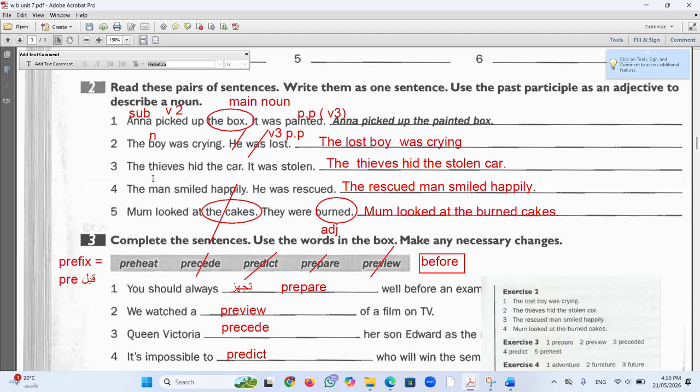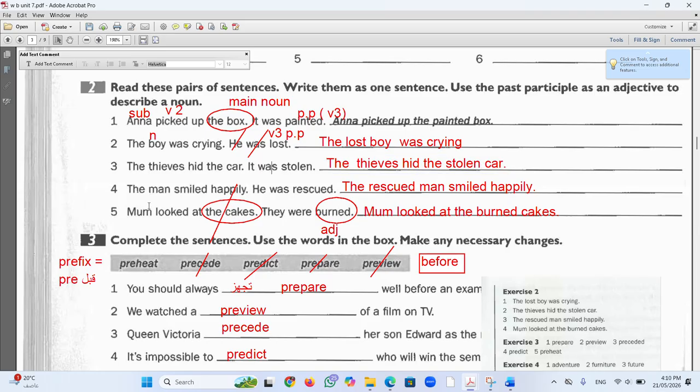In the next example, the thieves had the car. It was stolen. Where is the main noun here? The main noun here is the thieves. Because it is the main noun, you will copy all the sentence, just cross out it and was. The thieves had the stolen car. You will take verb 3 and put it before the noun, because the word stolen is an adjective for the car. It becomes: the thieves had the stolen car.